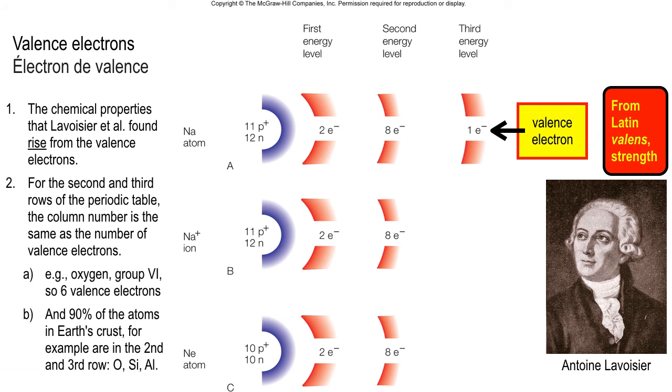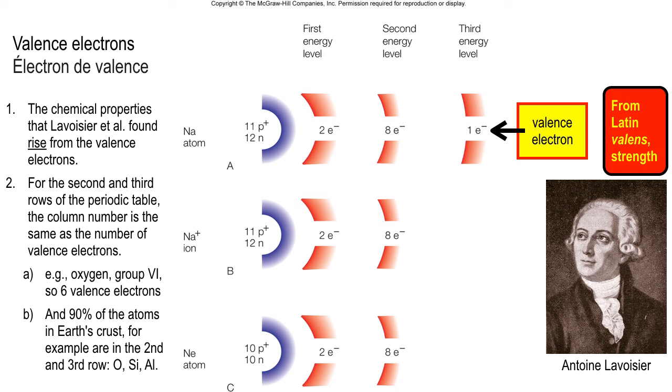Now, in the second and third rows of the periodic table, the column number tells you the number of valence electrons. Okay, so for oxygen, it's over there in group 6. And so that means that oxygen has 6 valence electrons. Now, when you get down to the 4th row, it's a little trickier. But for the first 3 rows, it's fairly simple. Hydrogen has 1, and helium has 2 valence electrons, and that's it. I mean, it's full. And then rows 2 and 3 follow this same principle.